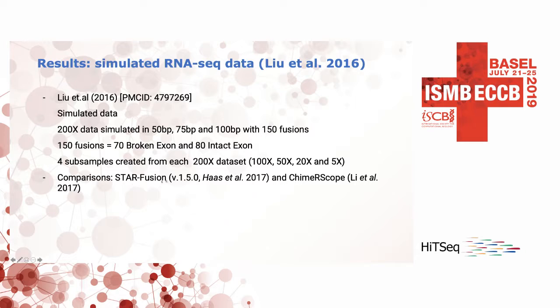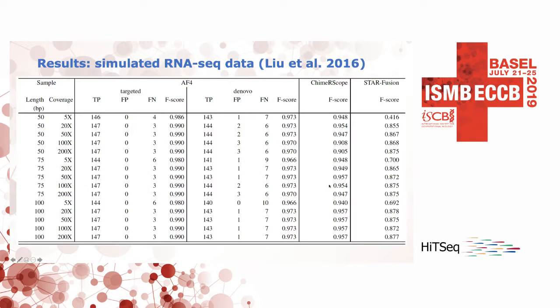Then our comparison is against STAR-Fusion and ChimeraScope. This is alignment-based methods, and this is alignment-free methods. On this particular data, you can see the F-score come out beautifully. It doesn't mean the particular method on the simulated data is the best. It just means that in the simulation, you do not capture the noise as well.